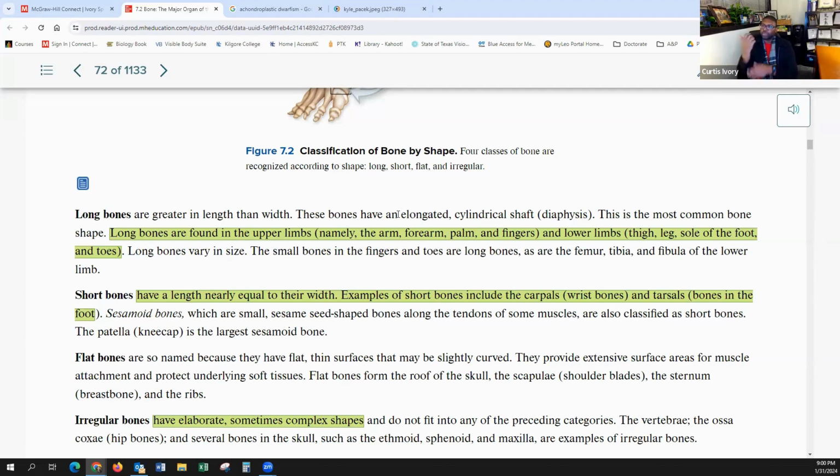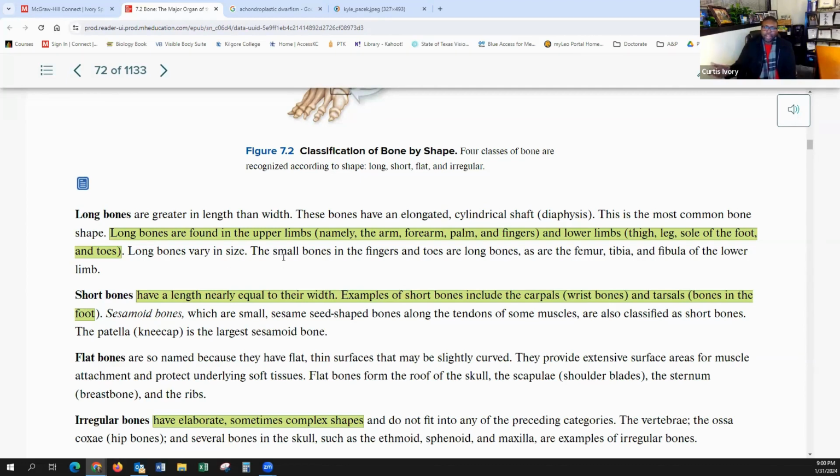So like your bones in your wrist, which are your carpals, your tarsals, which are essentially your ankle bones. And so they're very small, they're smaller shaped bones. Ergo the name short bones.